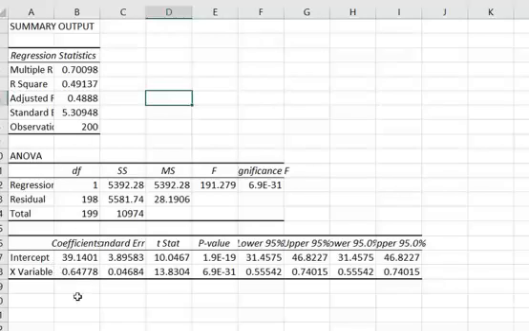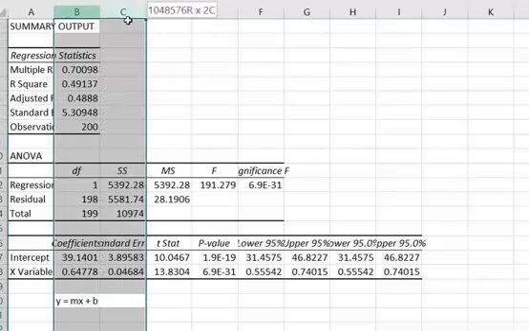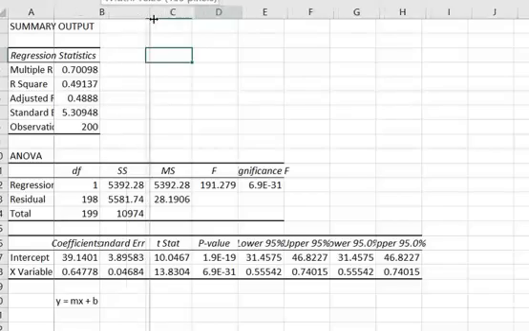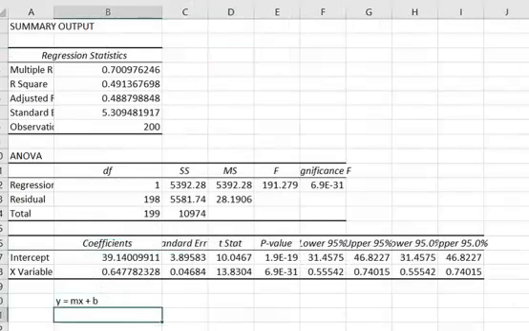Let's see. The things you want are the things that would make the equation of a straight line. You might remember y equals ax plus b or y equals mx plus b. That's the equation of a line that we learned in an algebra course. Right? So the m is the slope. What we're given up here is the coefficient of the x variable, 0.6478. Excuse me, sorry. That's our slope. And the coefficient of the intercept is 39.14.